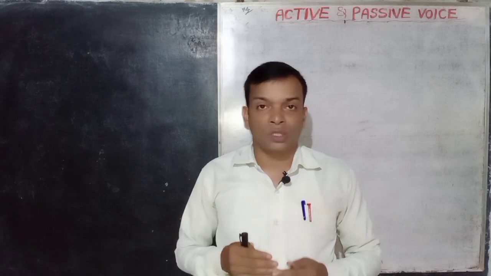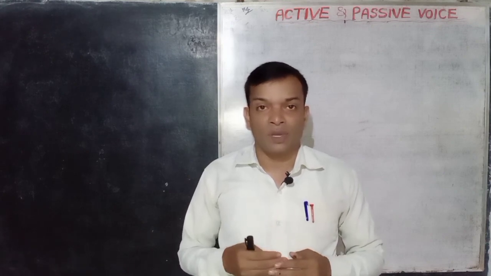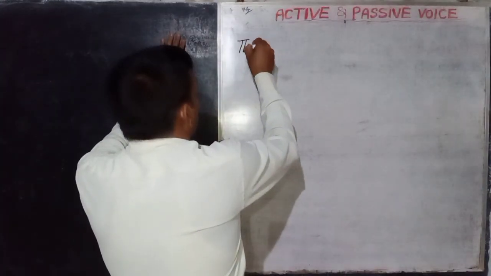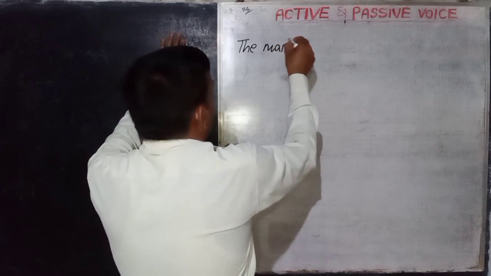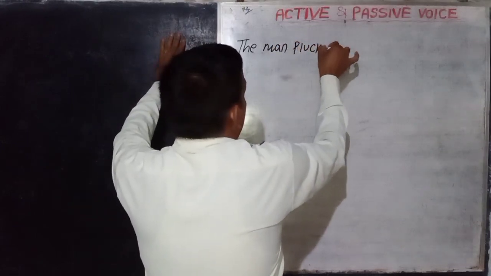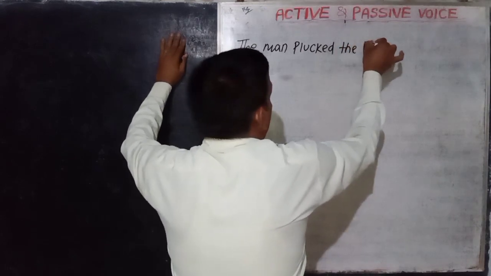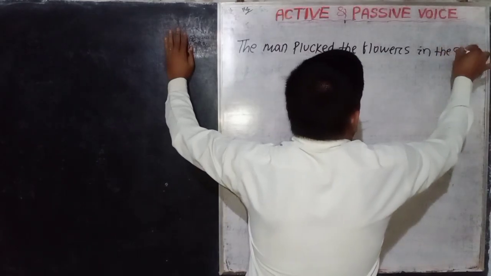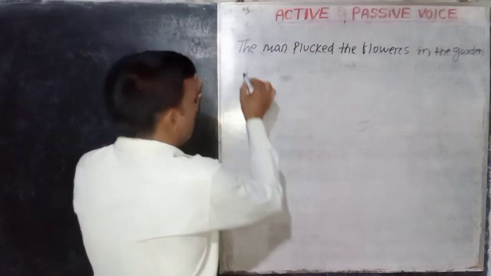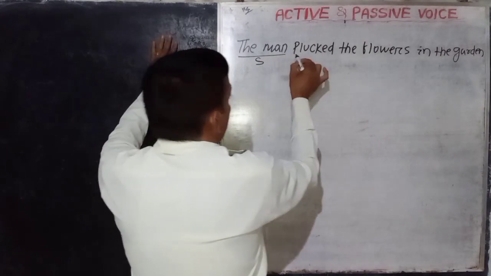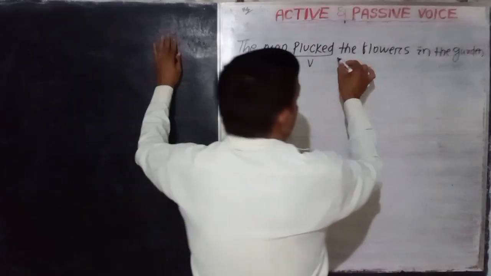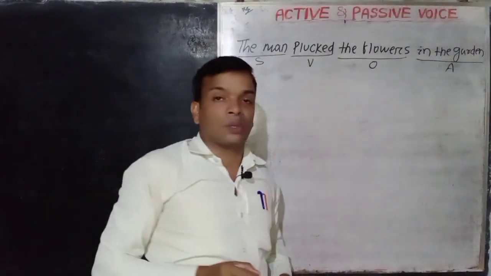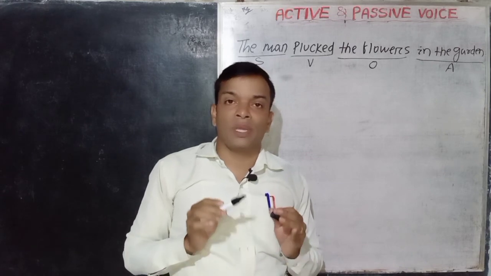Last class we discussed some sentences, how to change from active voice to passive voice. Okay, let us see. The man plucked the flowers in the garden. See, here the man is called the subject, plucked is called the verb, the flowers is called the object, and in the garden that is your adjunct. Okay, that means the sentence is in SVOA pattern.